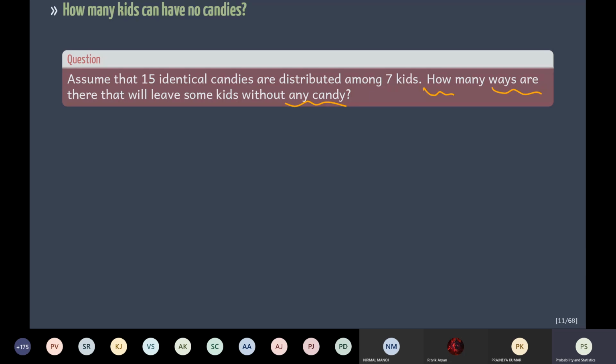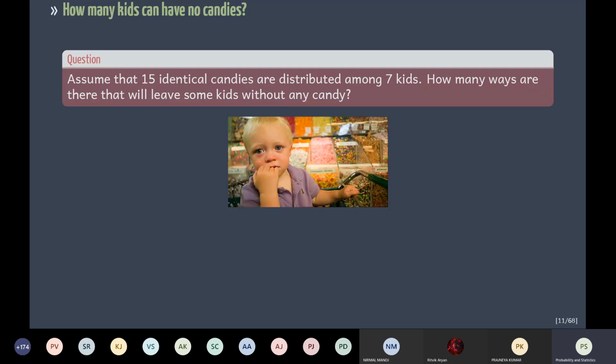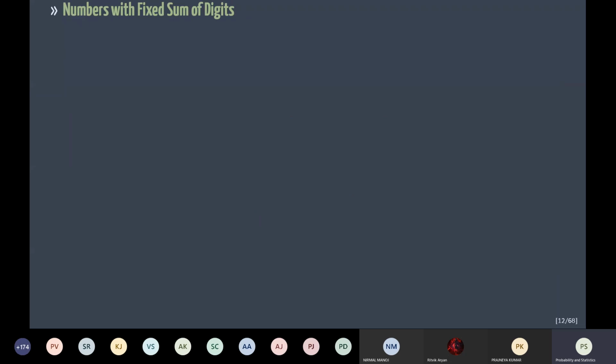The first case was a very general case where it includes kids receiving at least one candy each, and it also includes cases where some kids do not receive any candy at all. Here the problem we are asking is how many ways are there that will leave some kids without any candy. So that will be all possible distributions of candies minus the ones which ensure at least one candy. So we can use the answers to the previous two problems and subtract those combinations.